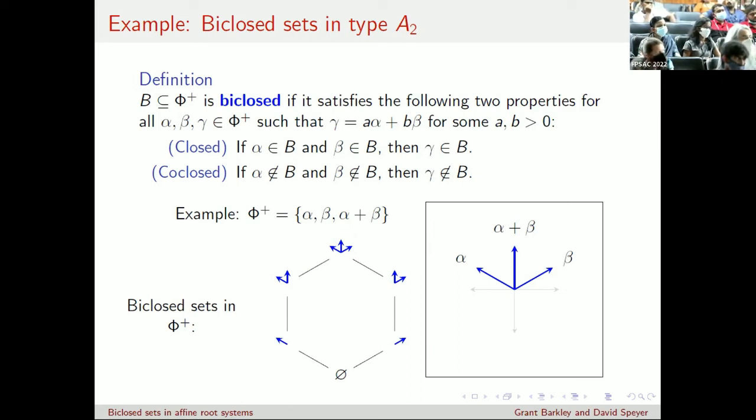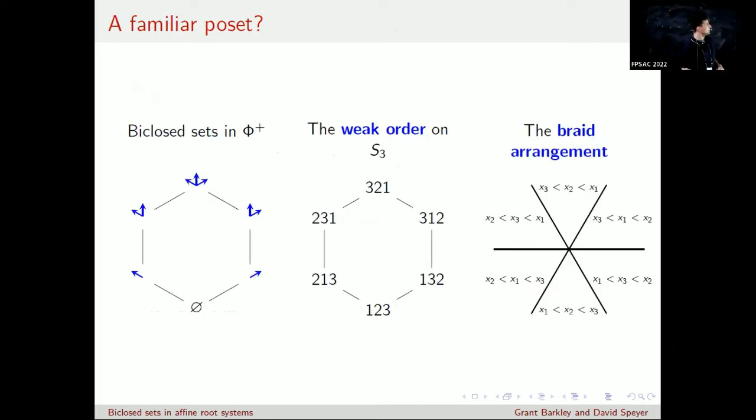And this Hasse diagram might look familiar. This partial order is in fact isomorphic to the weak order on the symmetric group, so on 3 elements, the weak order on S3. So here I've drawn the weak order, and I'll define this properly later. But for now, I just want to point out some things.